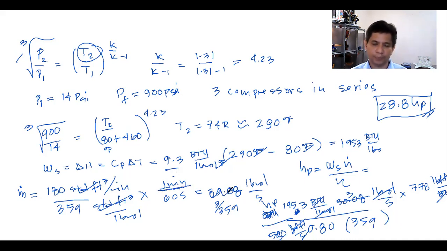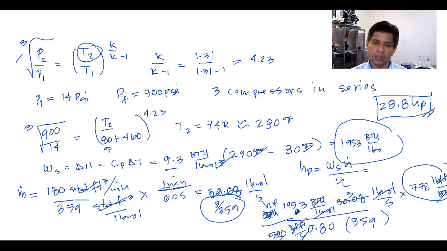Kaya I'm committing some errors. Pero ito rin yan. So, if you're going to multiply this value with this value, and then divide this by the efficiency and then perform some conversion. For this conversion, you need to remember this 778 and this 550 pound force foot per second. 778 pound force foot per BTU and 550 pound force foot per second per horsepower. You need to remember those conversions to get 28.8 horsepower.